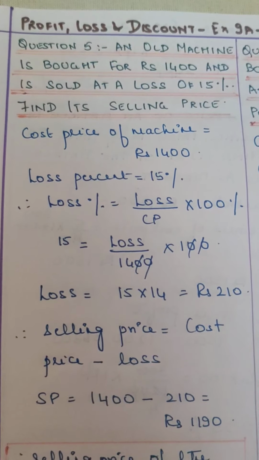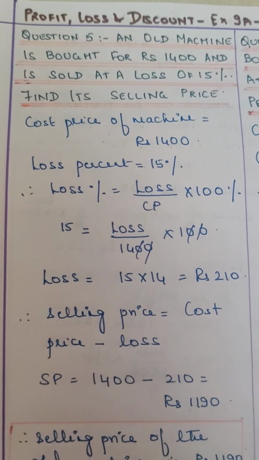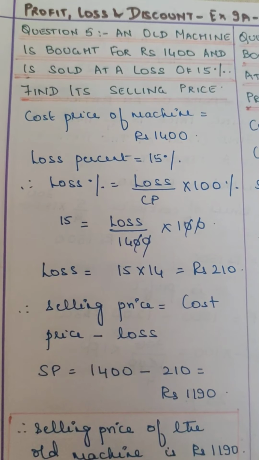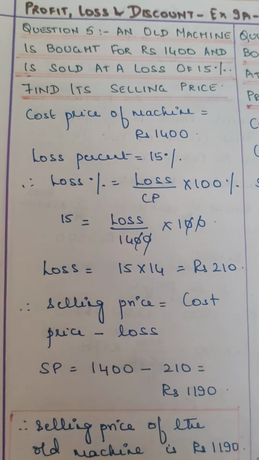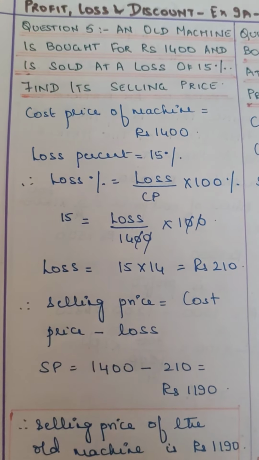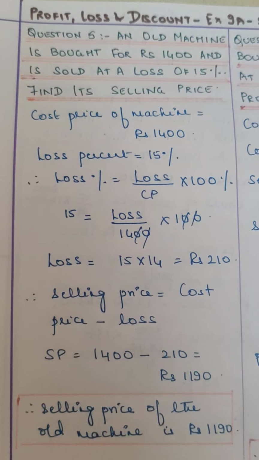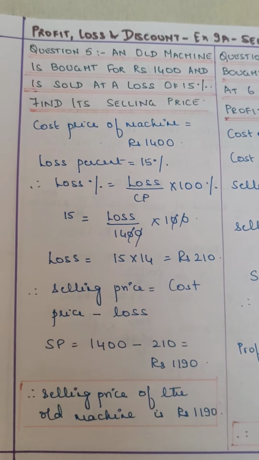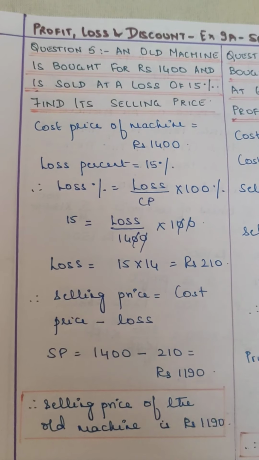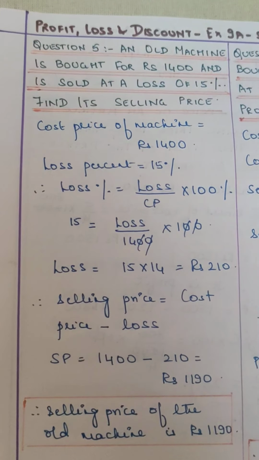Therefore, selling price will be nothing but cost price minus loss. Therefore, selling price is equal to 1400 minus 210. That is equal to rupees 1190. Therefore, selling price of the old machine is equal to 1190. I am just pausing for a few seconds.